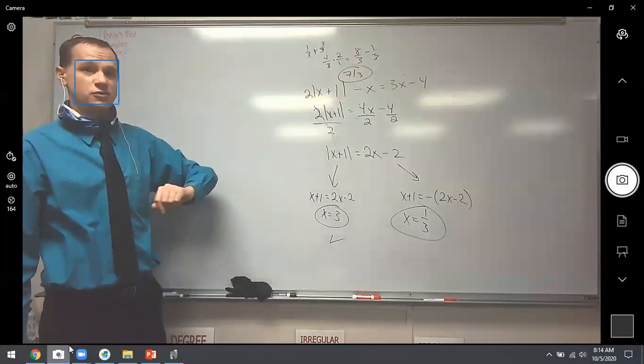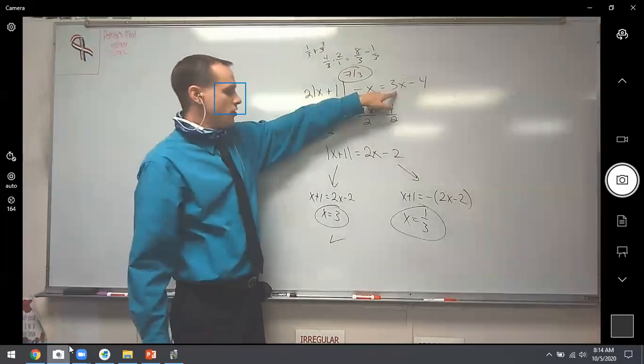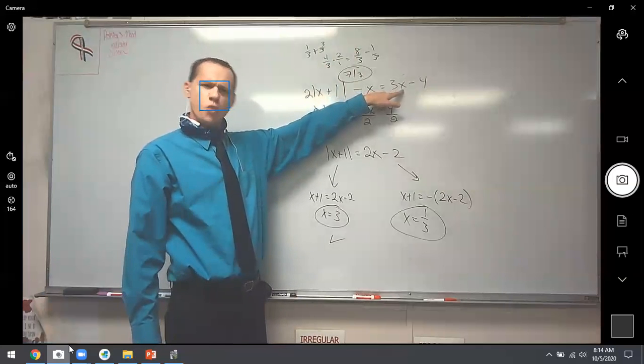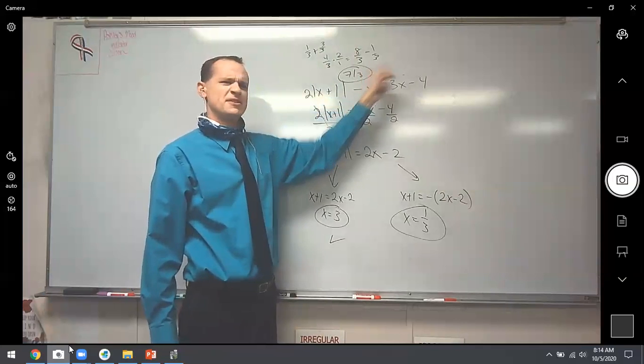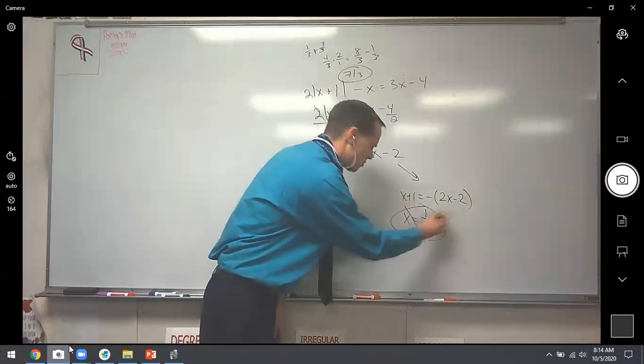I wonder if the other side's 7/3. Well, let's find out. 1/3. 3 times a third is just 1, right? And 1 minus 4 is -3. Is that the same as 7/3? No. So this one is, what's the word, what doesn't work?